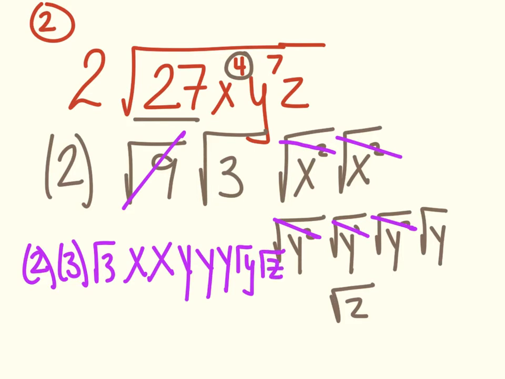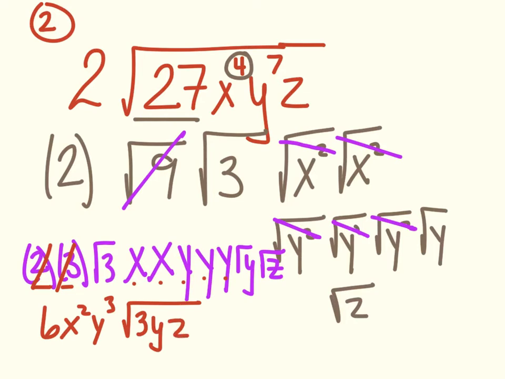And now I'm just going to put everybody out front who goes together out there. So I have 2 times 3, which of course is 6, so I got rid of those. I have x and x, which makes x squared. I have y times y, which is y cubed. Now inside the radical, I'm left with a 3, a y, and a z. And there you have it.